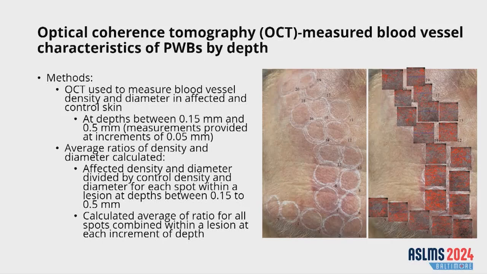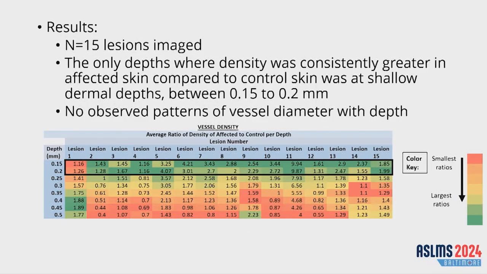And we have software that allows us to look at these spots, either in aggregate or individually at different depths, starting at 0.15 millimeters, where we start to see those vessels. We have also learned that each individual is different, not only in their port wine birthmark, but just their overall vessels. So we also use uninvolved skin. We take a measurement there, and then we make a ratio.